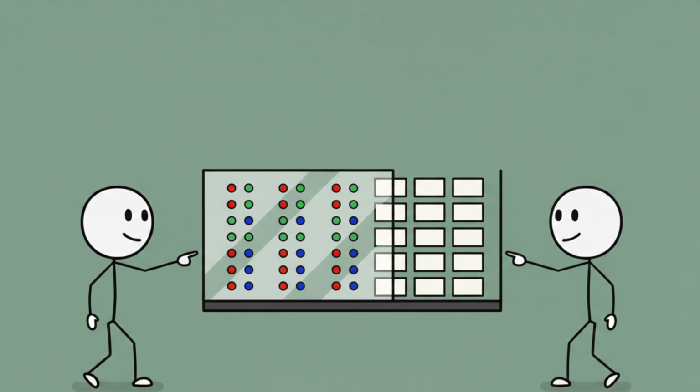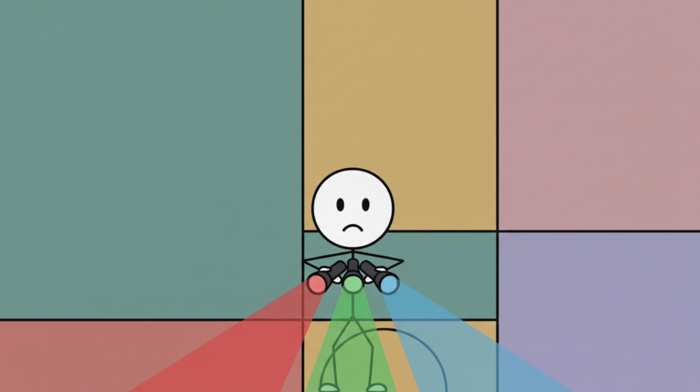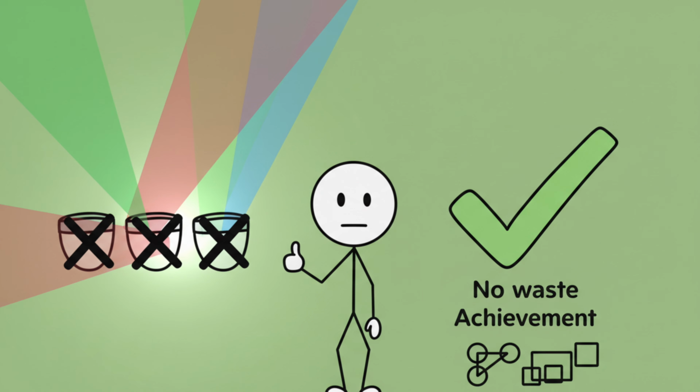Think about it like this. Standard LED TVs use a white flashlight with color filters, losing brightness in the process. Micro RGB has separate red, green, and blue flashlights shining the exact color needed. No filters, no wasted light.